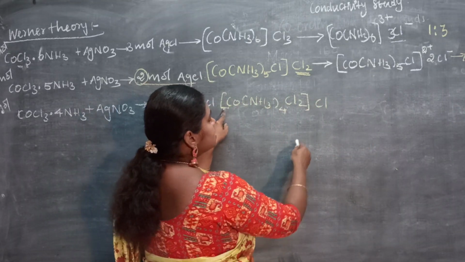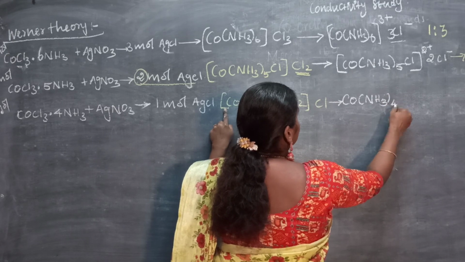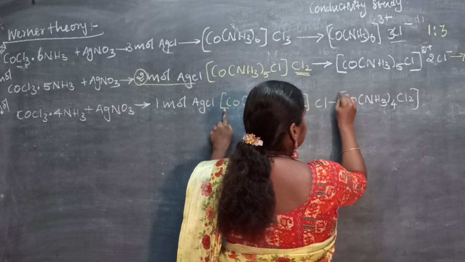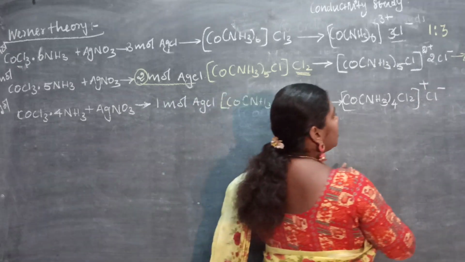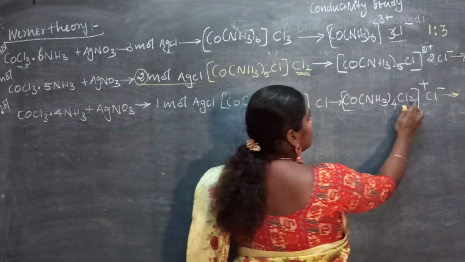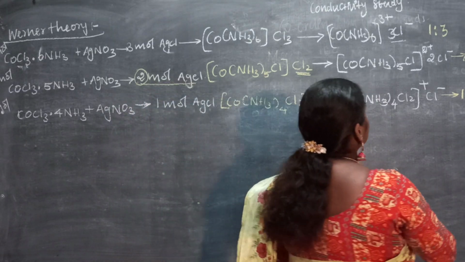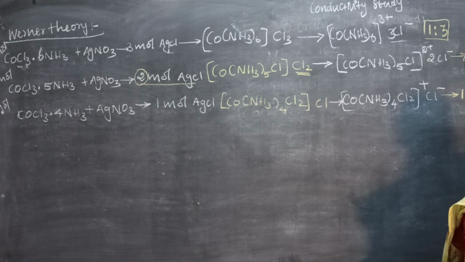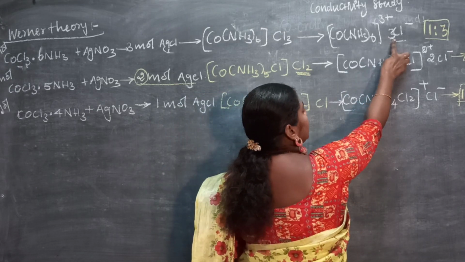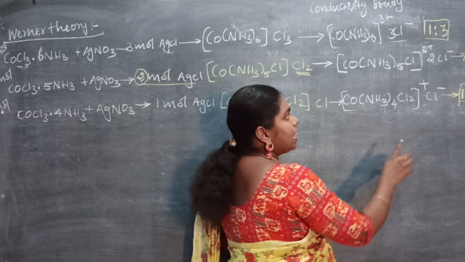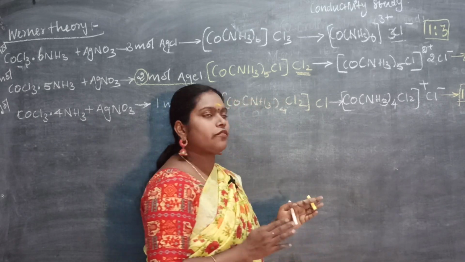Next, in this complex it is pentaamine, tetraamine, Cl2, then the complex has charge 1 plus with 1 Cl minus. The counter ion study shows here it is 1:1 electrolyte. So in the first case it is 1:3 electrolyte, in the second case 1:2 electrolyte, and in the third case 1:1 electrolyte. So in the first case totally 4 ions are present, in the second case totally 3 ions, and in the third case totally 2 ions.